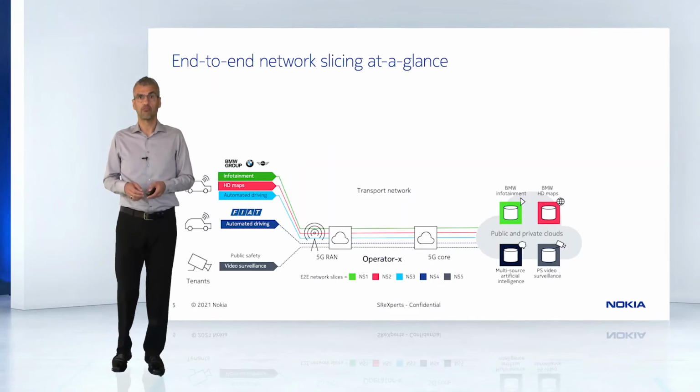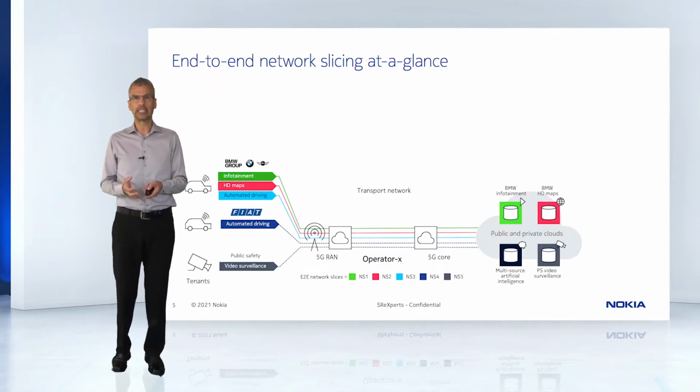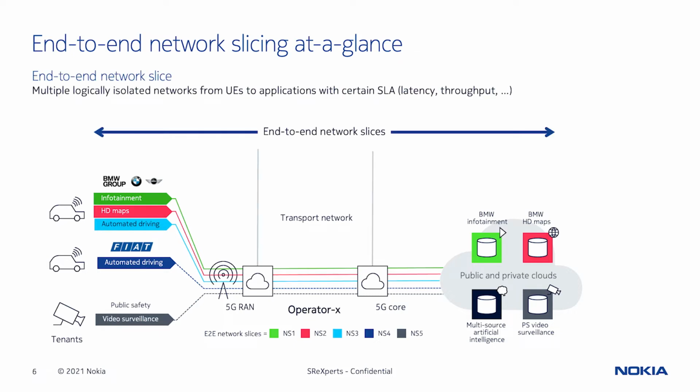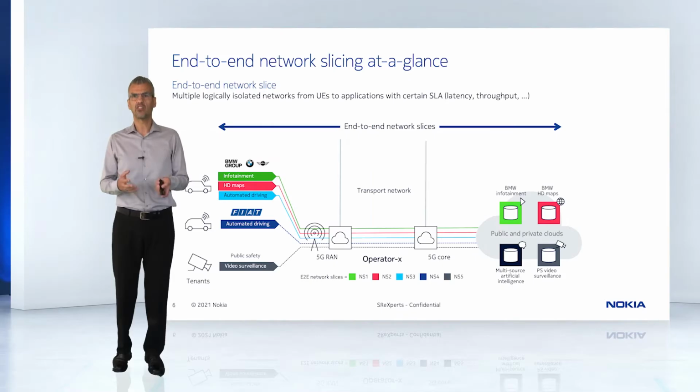Let's start with a network. I'm operator X. I have a network containing radio access network, transport, and core. I have a group of customers or tenants. In this case, I have BMW, Fiat, and public safety as my customers. Each of these customers is asking for multiple logically isolated networks from the left of this picture to the right. Left is my user equipment, UE, and the right side here is the application server which serves those UEs. In this example, BMW has 3 network slices, whereas public safety has 1.